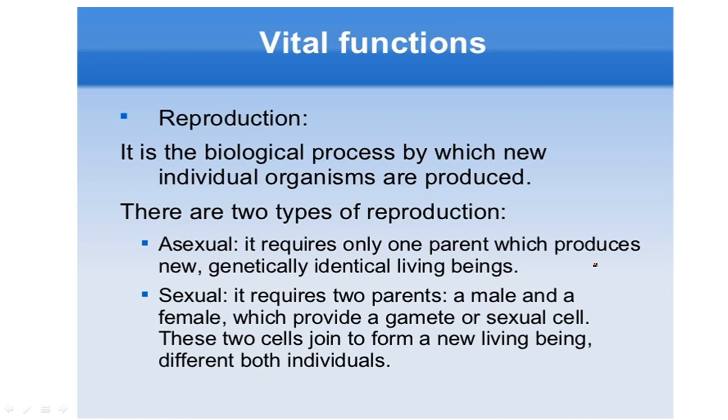There are two types of reproduction: asexual reproduction and sexual reproduction. What is the difference? Asexual reproduction requires only one parent, which produces new genetically identical living things.